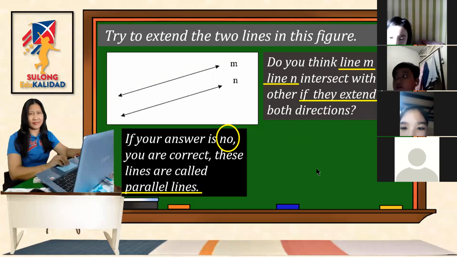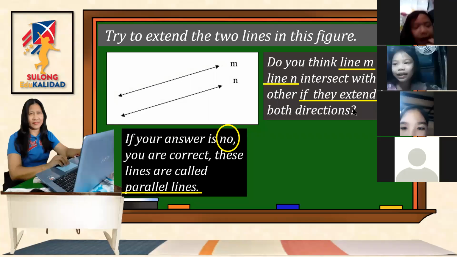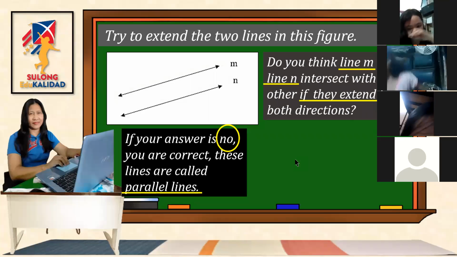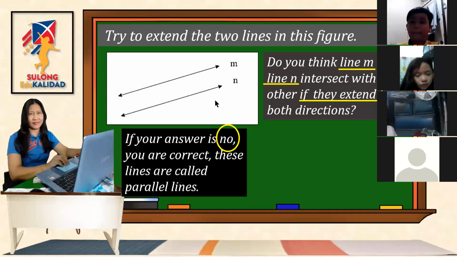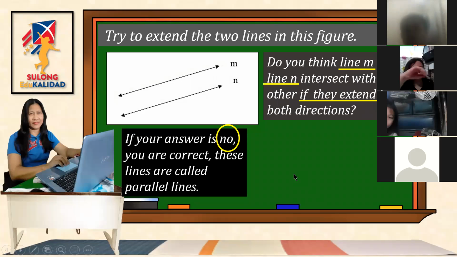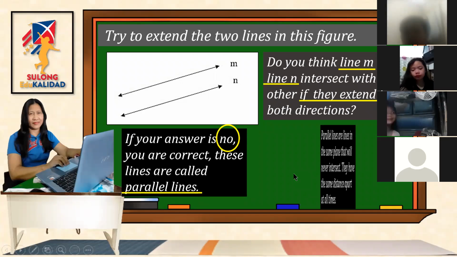Everybody say it, parallel lines. Parallel lines. The two lines that will never meet each other are called parallel lines.